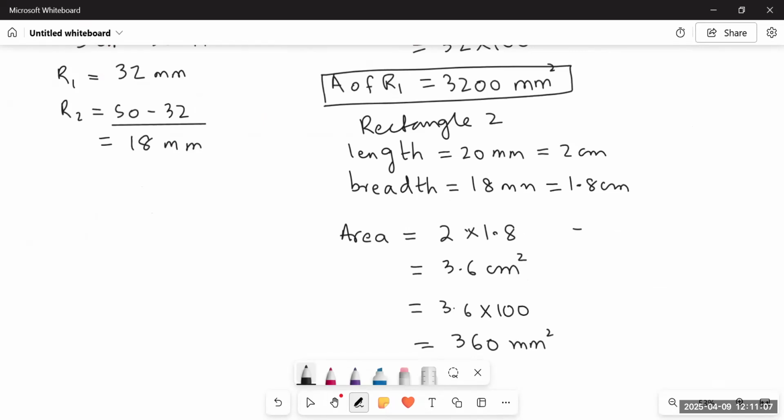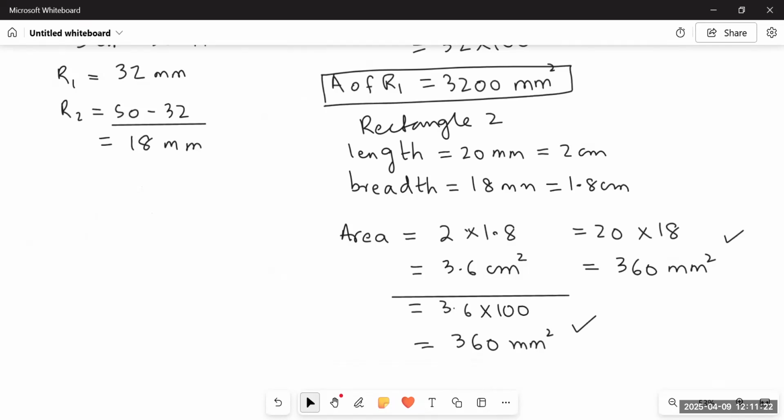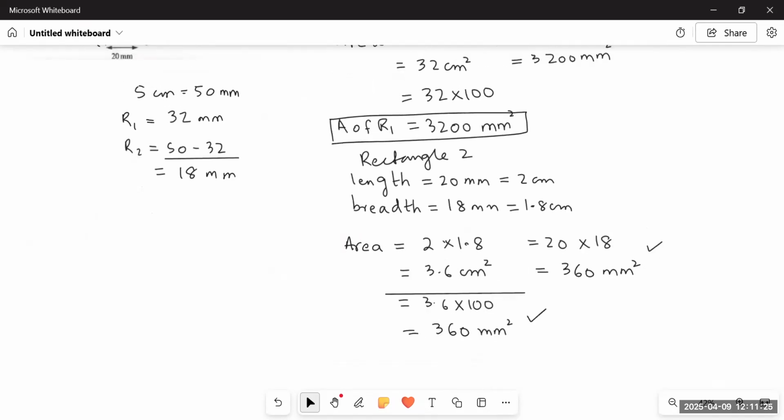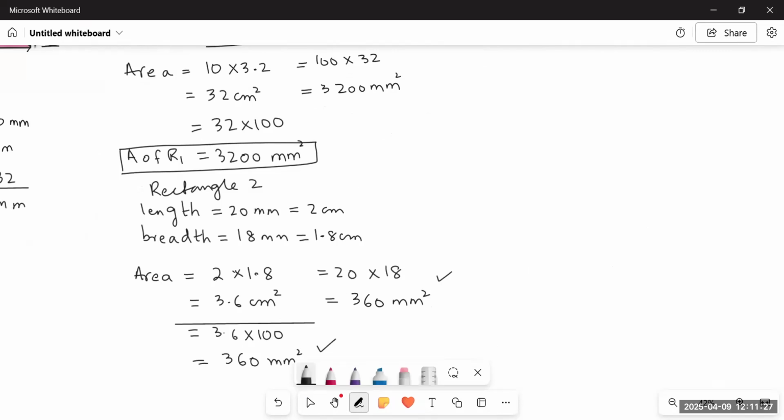Or you can do it separately. How? Multiply 20 with 18. The answer will be 360 directly. Both are correct. Now, since we have found the area of rectangle 1 and rectangle 2, we have to find out the total area.